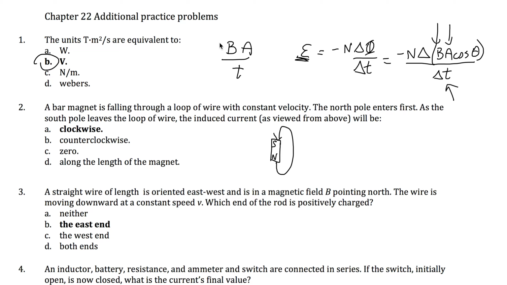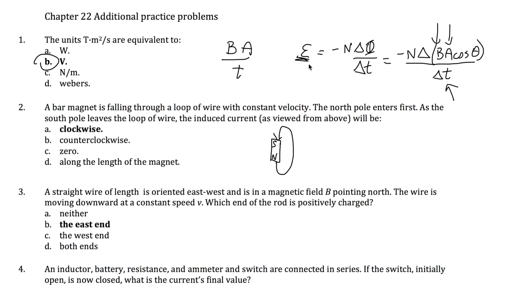So the first thing we need to do is figure out what each unit stands for. T is for Teslas, and that's the unit of magnetic field, so I put B. Meter squared is area, A. Seconds is a time, so divided by time. So the best way in this case to find out what unit that's equivalent to is to know in which equation you find BA divided by time. And those variables come in Faraday's law.